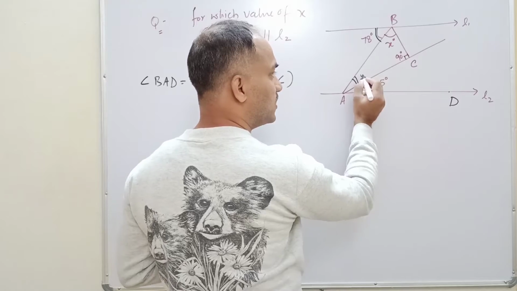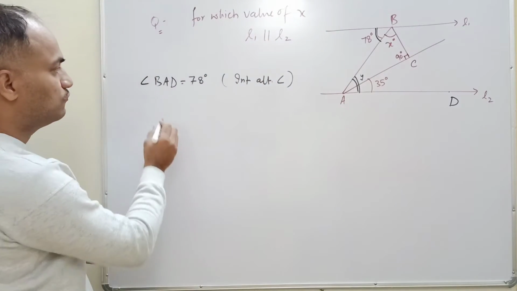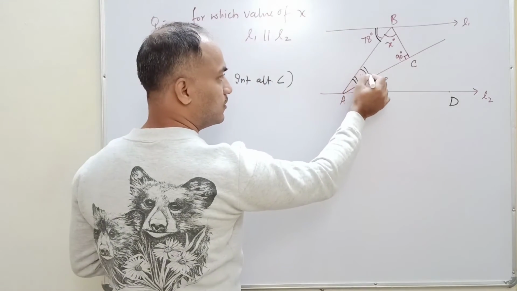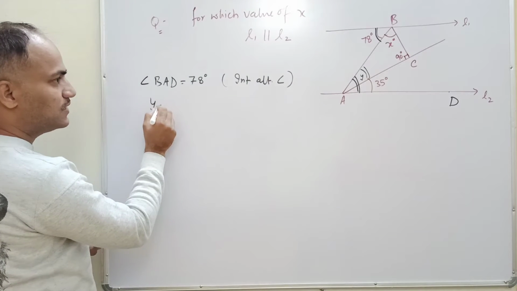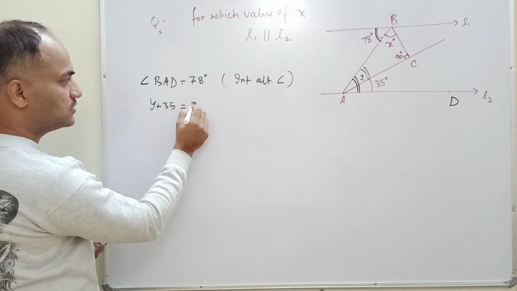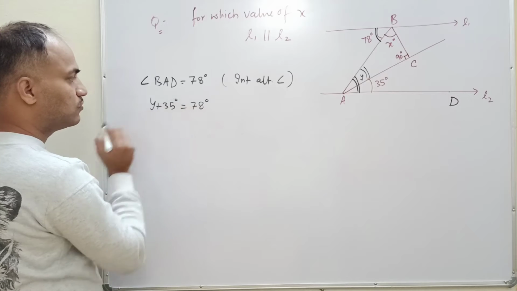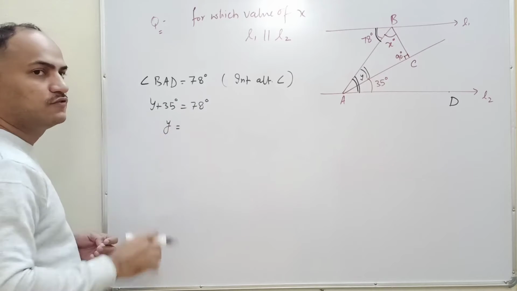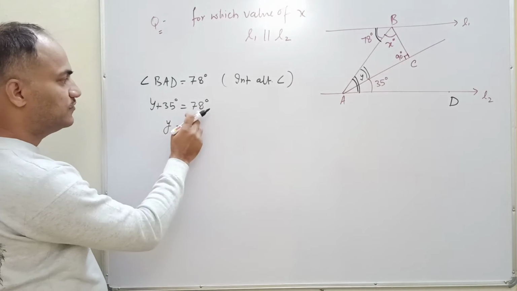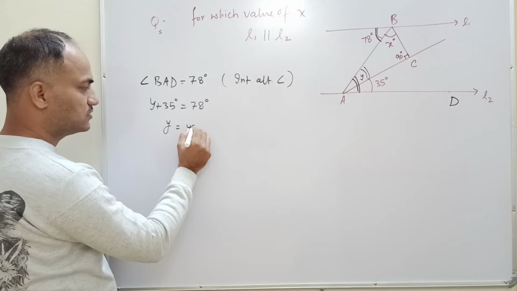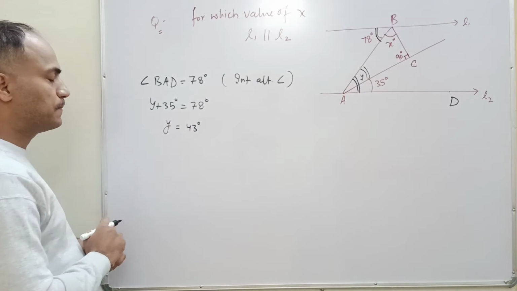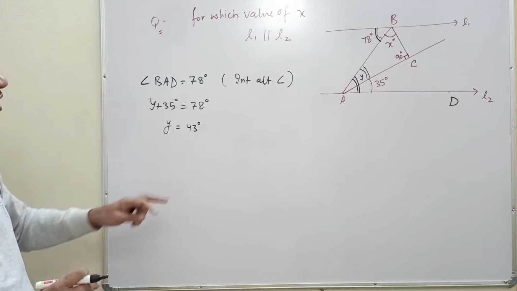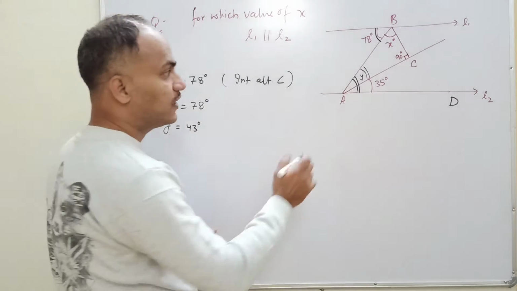So if we assume this angle as y, so y means this one only. So y plus 35, this one is 78. Okay, so what is y? From here we can easily find 78 minus 35. This gives us 43 degrees. Okay, so 43 degrees is the value of this angle.